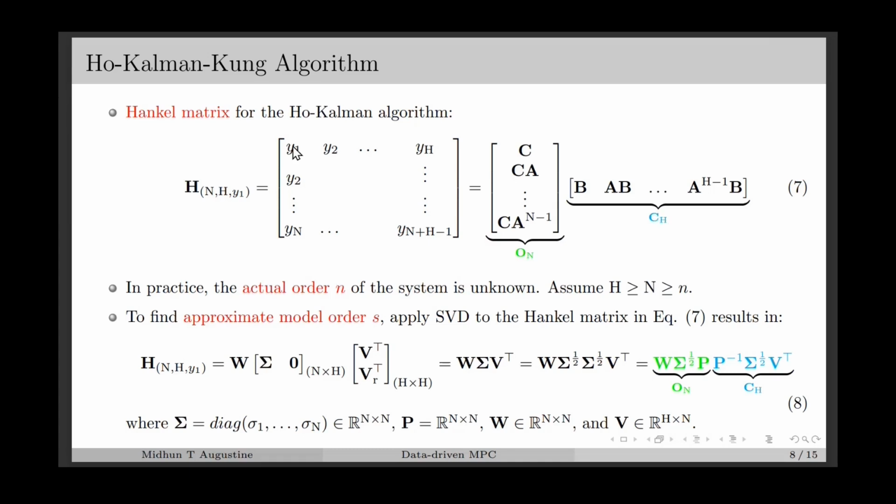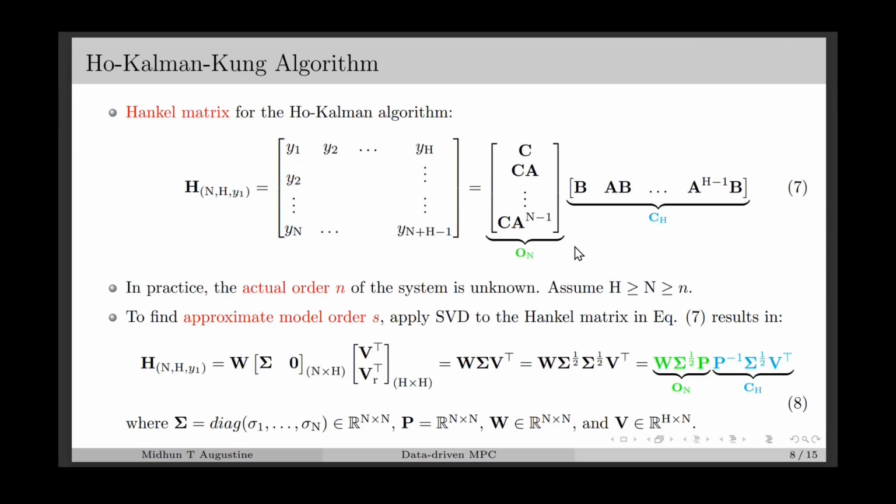We obtain y1 as CB, which is equal to the first row of this matrix into the first column of this matrix, and y2 is obtained as CAB, which will be equal to the first row of this matrix into the second column of this matrix, and so on. Here, On and CH are called extended observability and controllability matrices since they contain capital N and capital H number of entries. And we assume this capital H and capital N are greater than or equal to the actual system order small n.